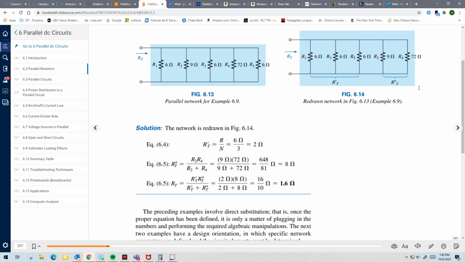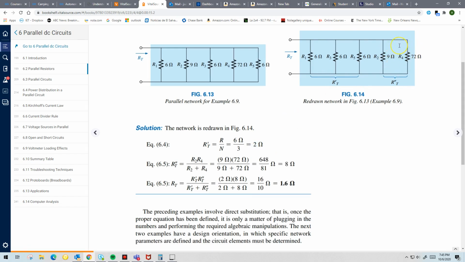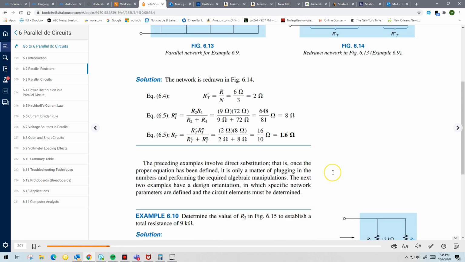So what you have now is these 3 resistors combined in parallel to give you a 2 ohm resistance, in parallel with this combination of a 9 and a 72, which gives you an 8 ohm resistance. Now you have a 2 ohm in parallel with an 8 ohm, and you reapply the rule again, because now you have 2 of them. So you have 2 times 8 divided by 2 plus 8, and it gives you a total resistance of 1.6. All right? Okay.